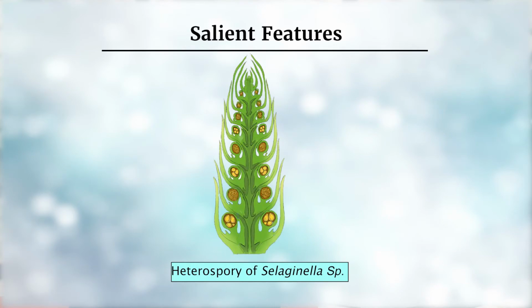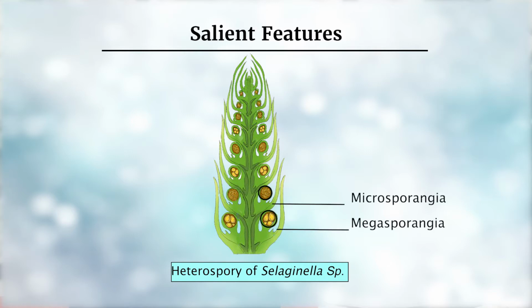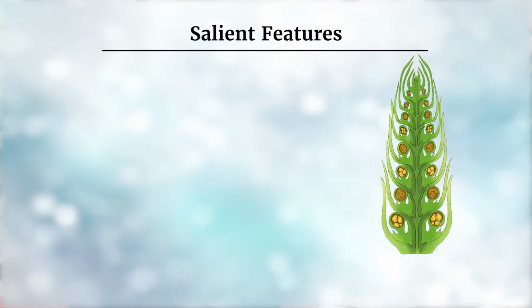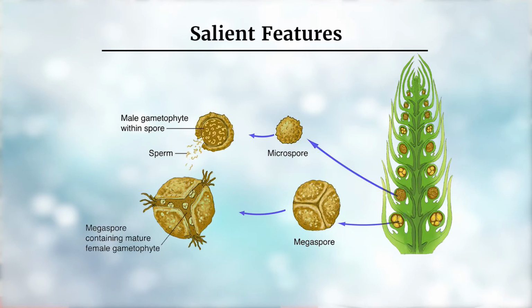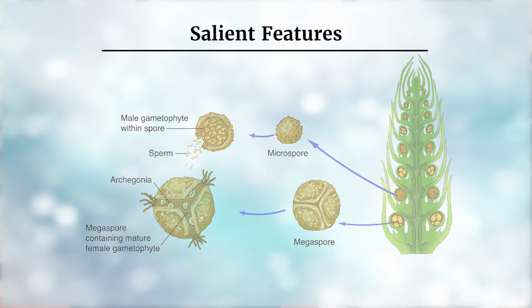The two important features of this genus are heterospory and the reduction in the gametophyte. Heterospory, as I told, is the production of two different types of spores in two different sporangia. I have given a figure for that where you can see the microsporangium and megasporangium each bearing the microspores and the megaspores. The second one is the extreme reduction of the gametophyte. The male gametophyte is reduced just to antheridium and the female gametophyte produces archegonia with some storage tissues.